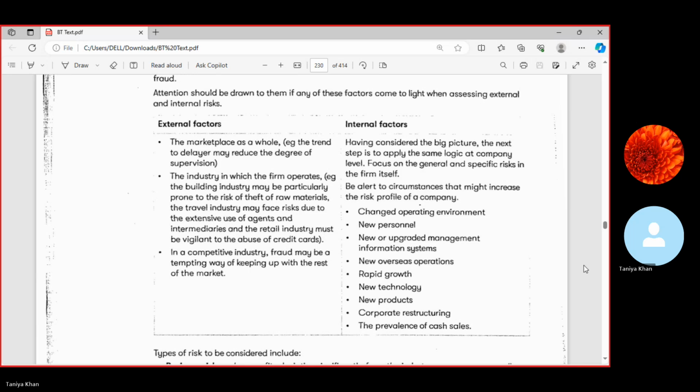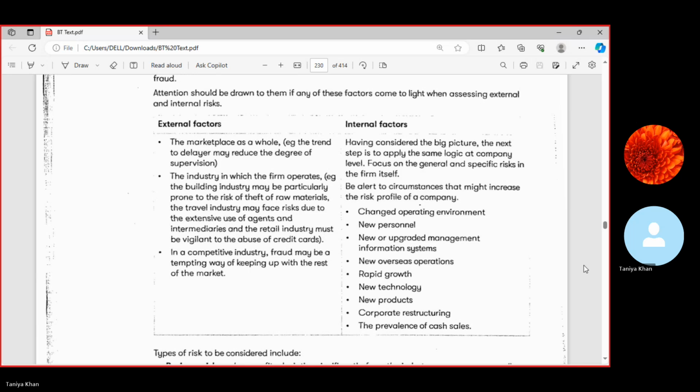New personnel means new employees are employed, and we can't easily have faith in those particular employees. A new or upgraded management information system is something related to IT. It's a new system, an upgraded system, and if in that system itself, right from the beginning, some changes have been made with the motive of committing fraud, that will help that particular employee to commit fraud for a long period of time.